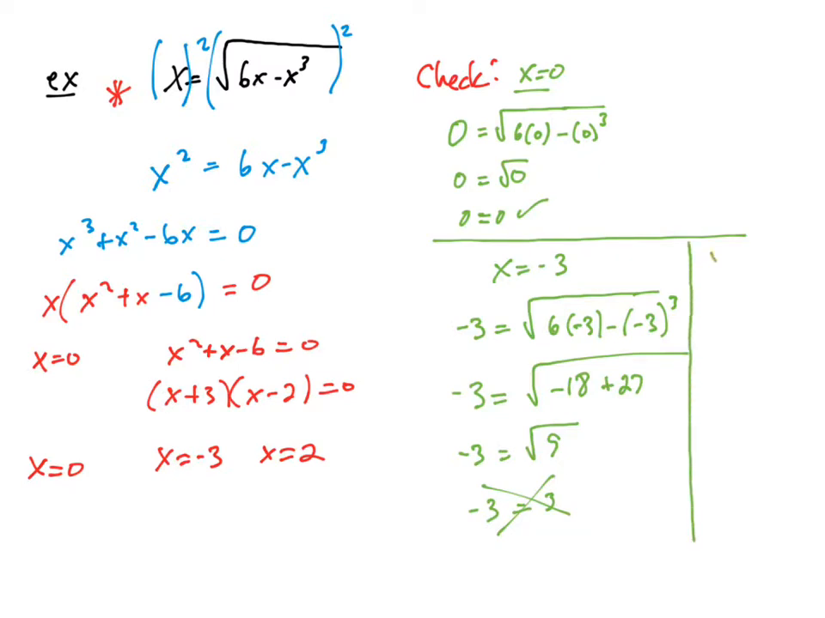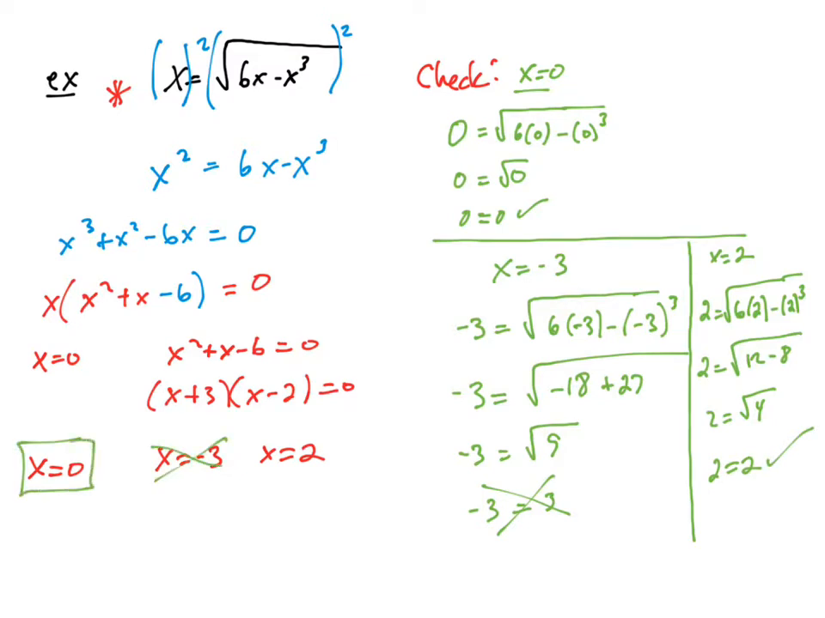And then let's check x equals 2. We get 2 equals square root of 6 times 2 minus 2 cubed. 2 is equal to square root of 12 minus 8. 2 equals square root of 4, so 2 is equal to 2, and that's good. So our solutions here are just going to be x equals 0, x equals 2. And again, anytime we introduce an extra x as a factor, we need to double check our answers.